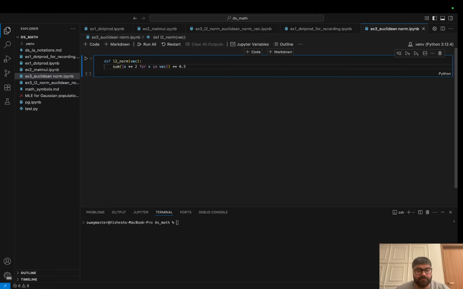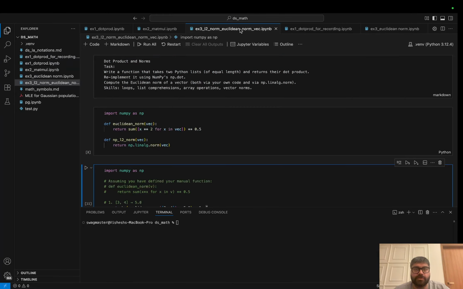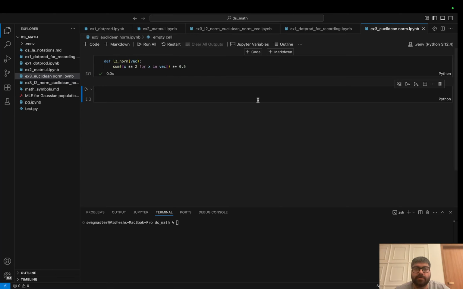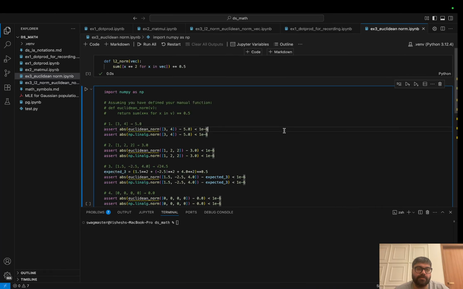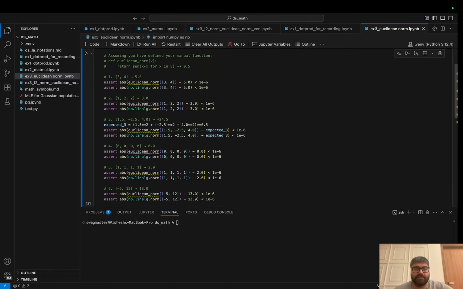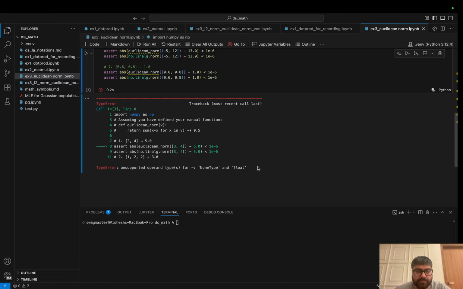Def L2 norm, do that. I'm just gonna copy my tests from here, place it here, and run this over. I'm just gonna rename it to Euclidean norm because that's the name I used earlier. Import numpy as np. Oh wait, there's an issue with an assert: unsupported operand types, NoneType and float.